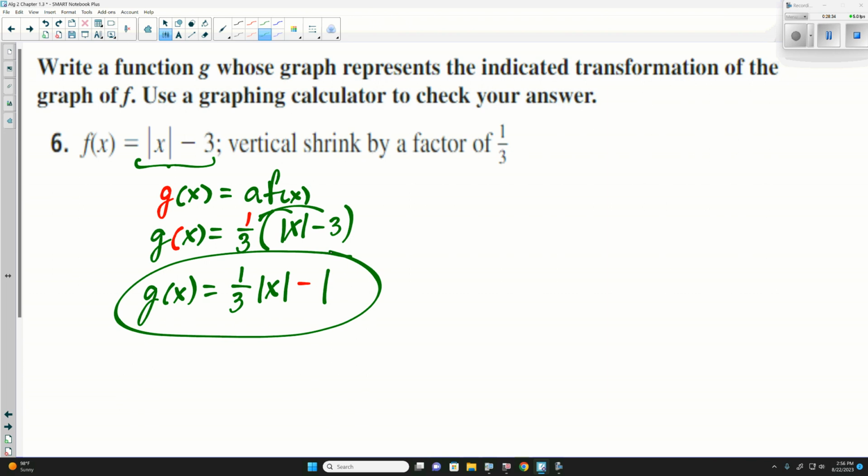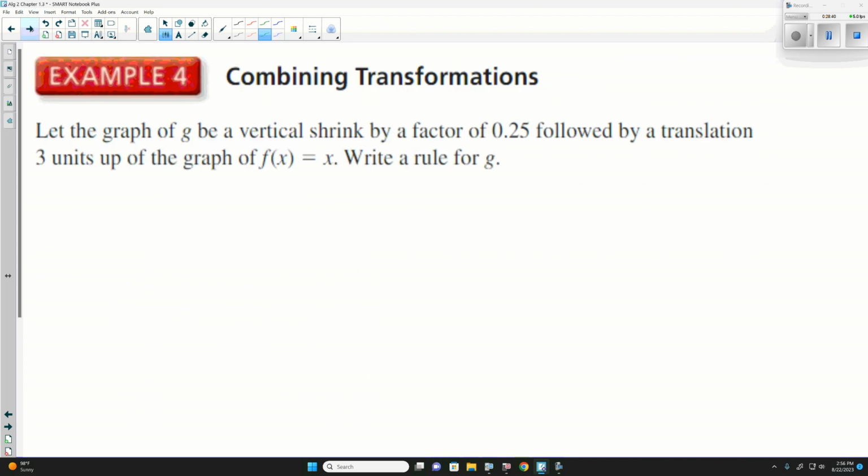You feel pretty good with these here, for the most part? So I'm going to skip that one for now, because what I want to hit last are these here, these combinations. Combining transformations. So the first one we're looking at is let G be a vertical shrink by a factor of 0.25, followed by a translation of 3 units up of the graph f of x equals x.